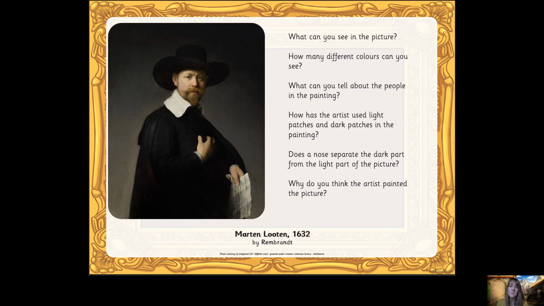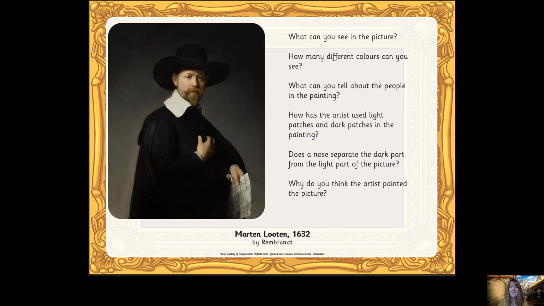How many different colours can you see? I don't think I can see very many colours in this picture. What can you tell about the person in this painting? What do you know about him from looking at him? How has the artist used light patches and dark patches in the painting? Does a nose separate the dark part from the light part of the picture? And why do you think the artist painted this picture? Why do you think he's painted Martin Lutin?